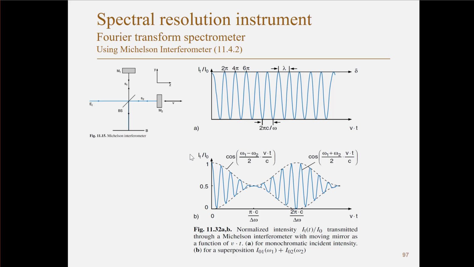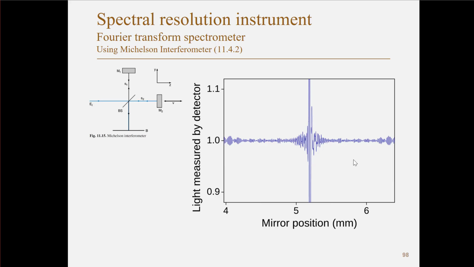So this was for one frequency and many frequencies. If we have many frequencies, we will get some strange interference pattern like this. And by doing the same thing with this interference pattern, taking the Fourier transform of it, we can get the spectral content of the light which was impinging.